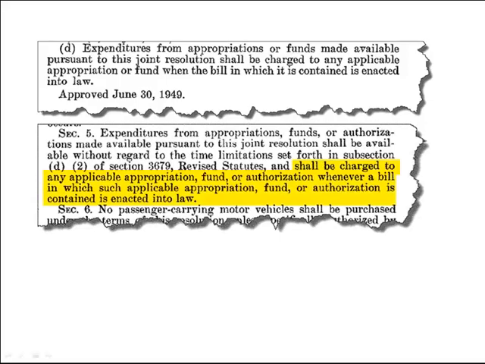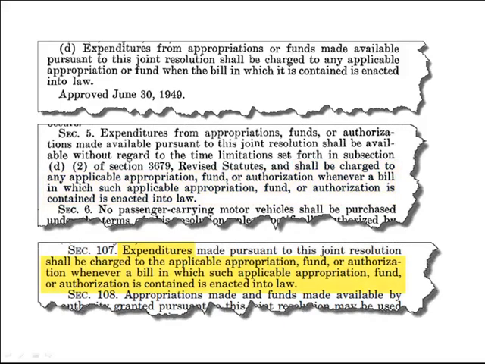This is the language from 1952. And this is the current language. This language is necessary because there is a general rule of statutory construction that in the absence of explicit language to the contrary, a statute is effective on or after the date of enactment. Without this language, the appropriations made could not be applied retroactively. This section makes it clear that the statute is effective retroactively.